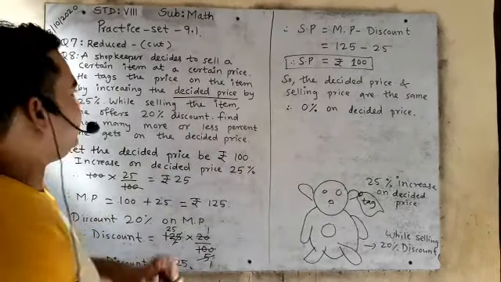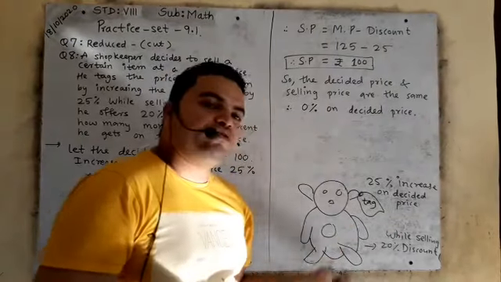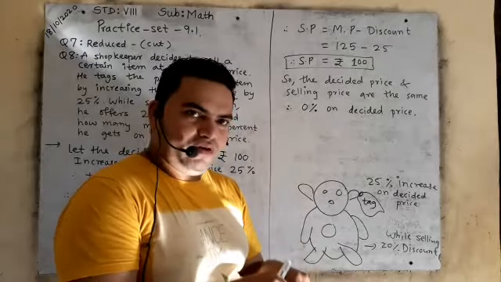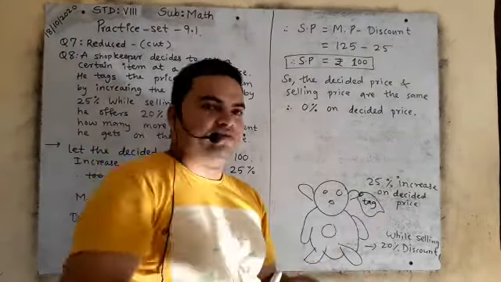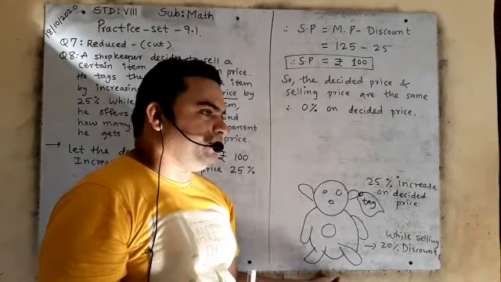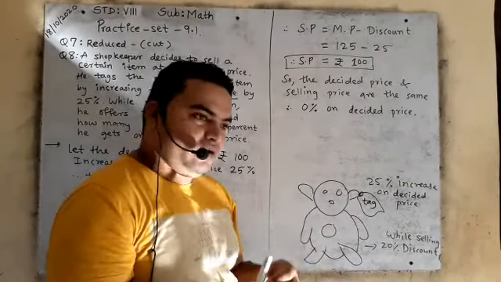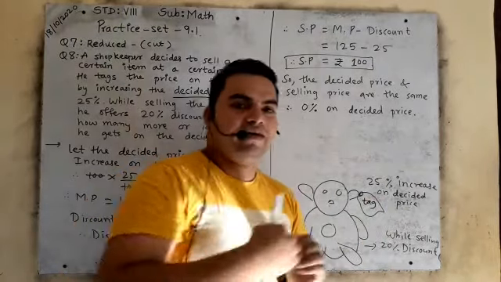A shopkeeper means he tags the price on the item by increasing the decided price by 25%. So suppose I want to sell this teddy bear on certain amount. On that amount I have increased 25% more, because when I increase more, while selling it I will be getting a profit. Okay, see, so suppose I want to sell this teddy bear on a certain amount, and as I am a very smart shopkeeper, so I will increase 25% on decided price. I will say 25% more on that.